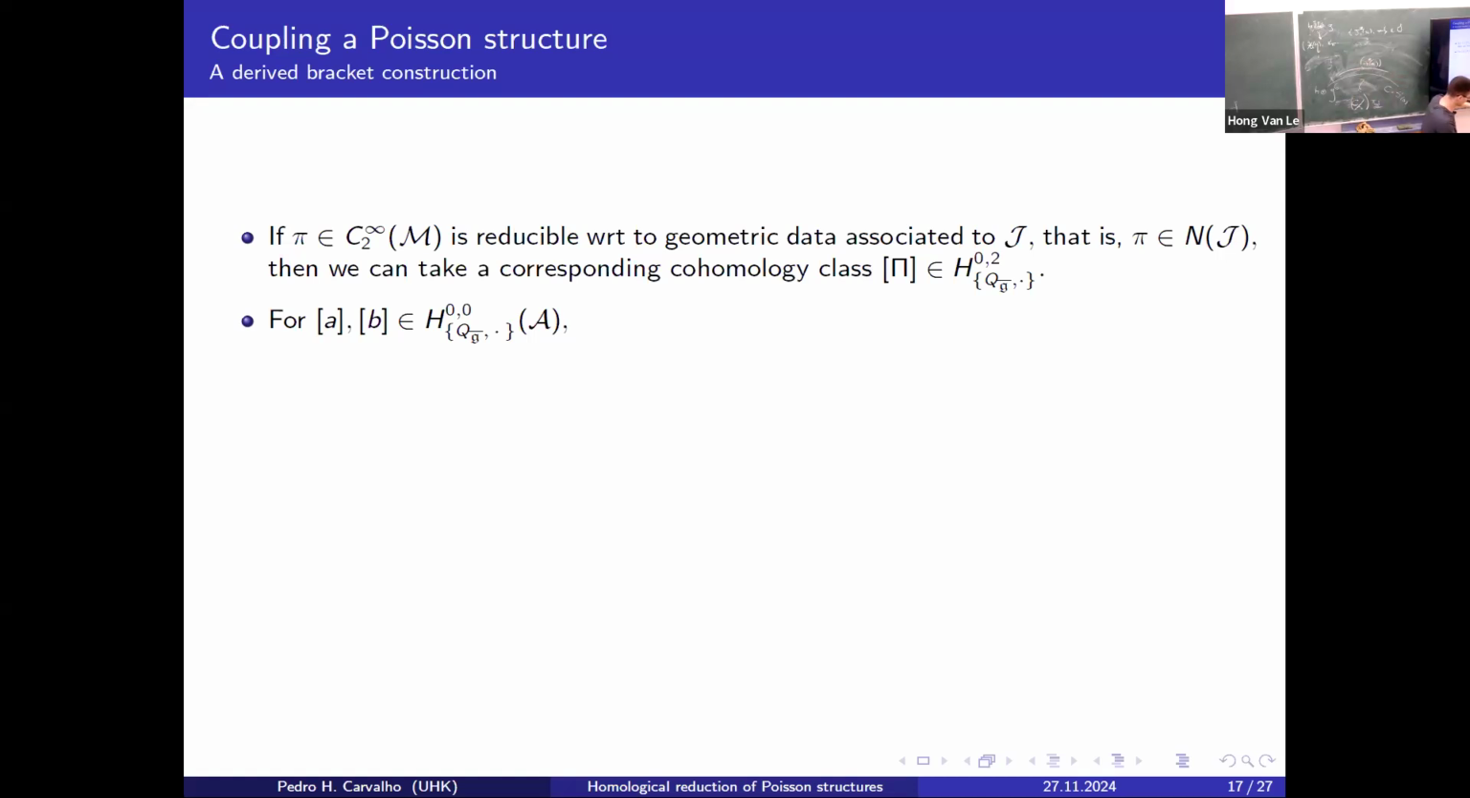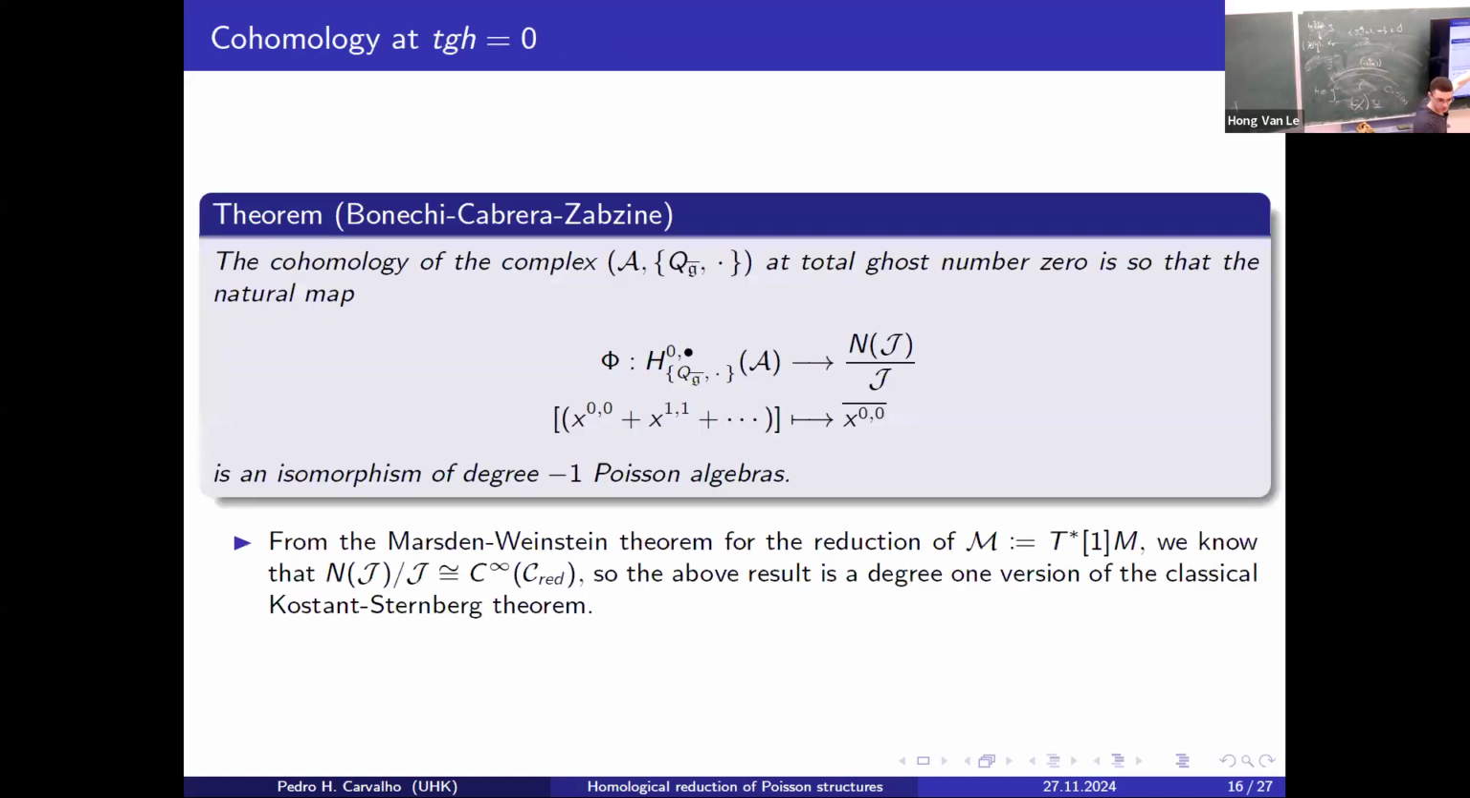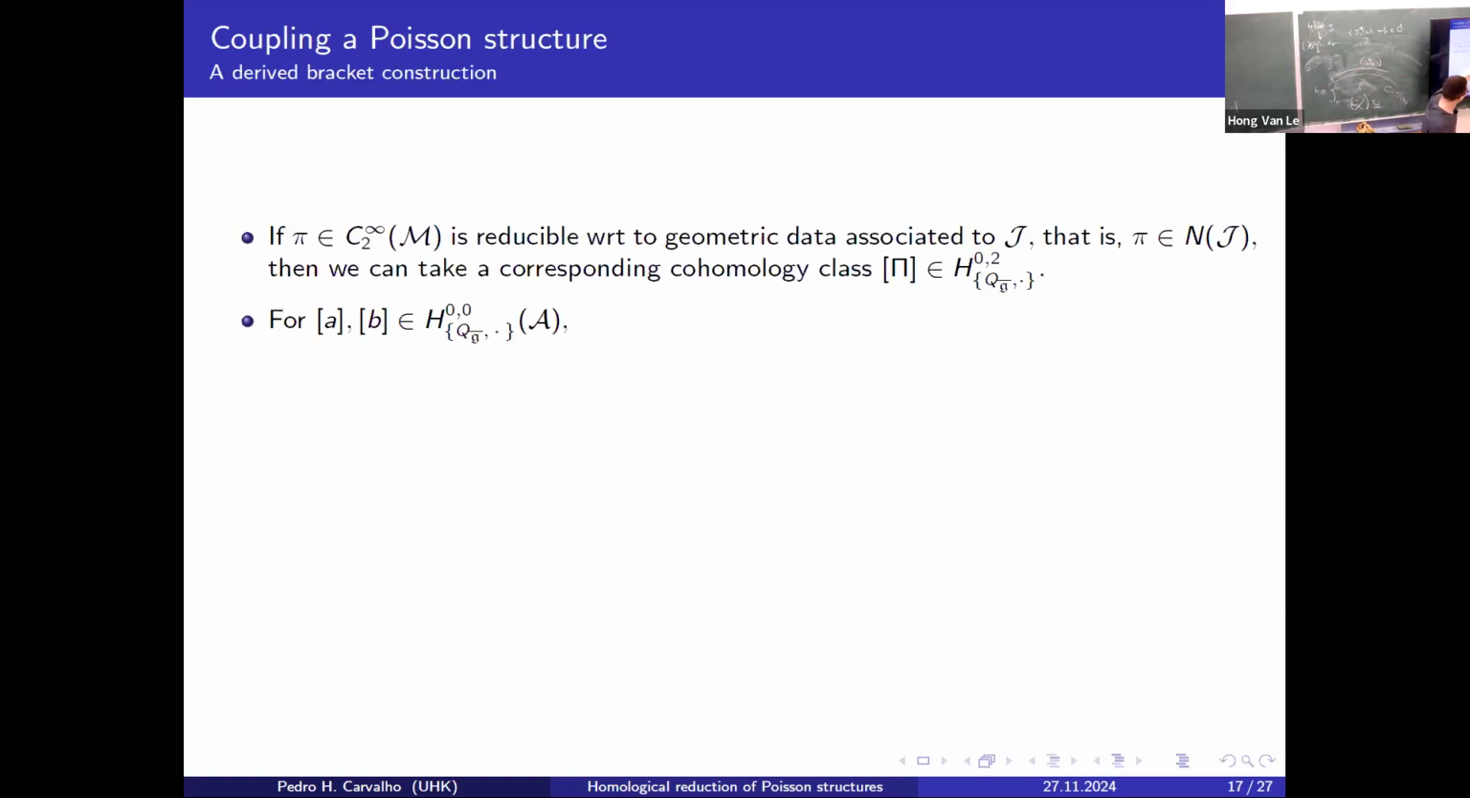There, you can take it, right? Because you have this isomorphism. So if pi is reducible, you have something here. You just consider a corresponding cohomology class here. And this is this pi, capital Pi there.